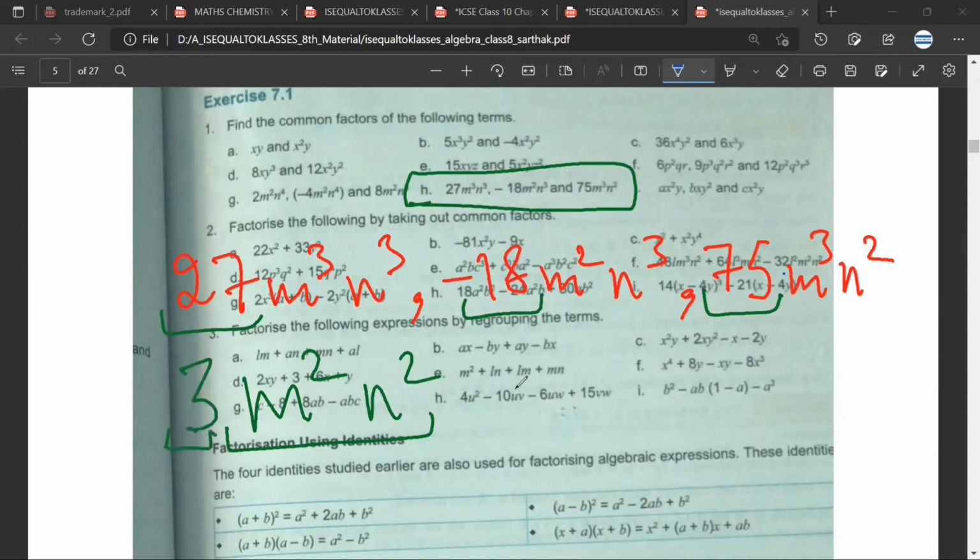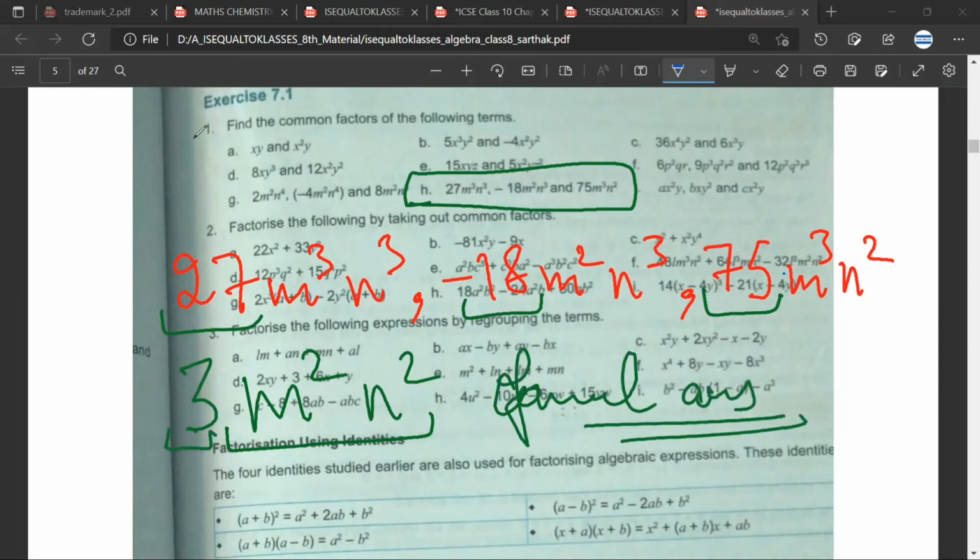So in this question, this is your final answer, because in question number 1, they are just asking you to find the common factors. That is it. Any doubt? No, sir. So in these types of questions, you'll have to take the common factor from the variables also, and you'll have to take the common factor from the number also. You'll have to do both the things. Any doubt? No, sir. Okay.